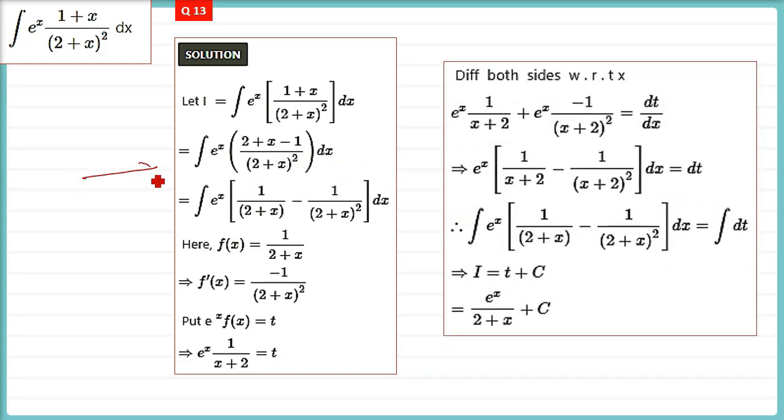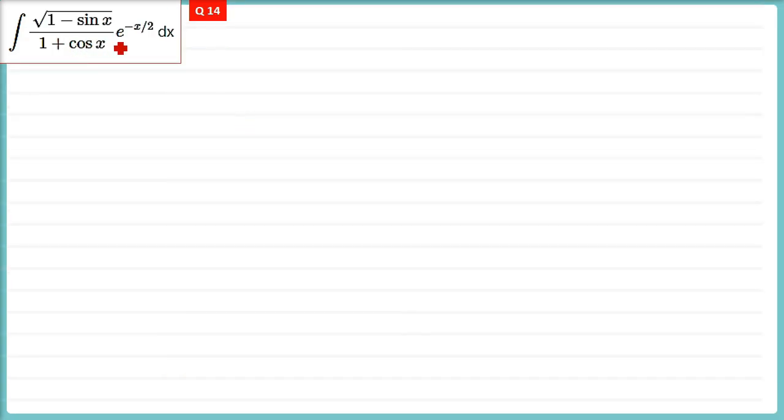And these questions are very important because in this exercise, most of the questions I've seen have come in the exam maybe a few years earlier, or maybe a few years after it will come. So you need to get prepared. Now we have under root 1 minus sin x divided by 1 plus cos x, and we have e raised minus x by 2. So integration of e raised x f(x) plus f dash x.